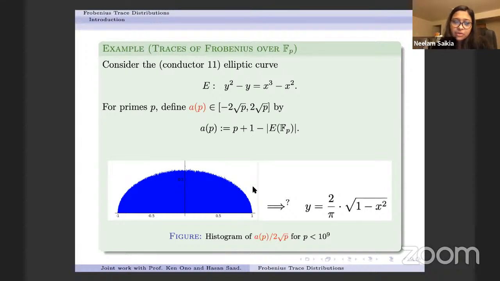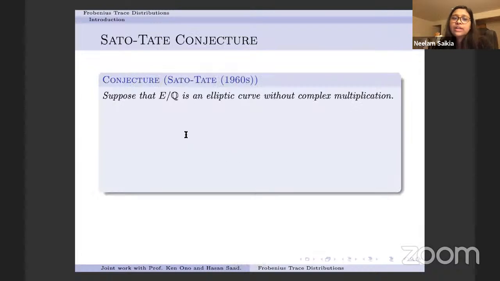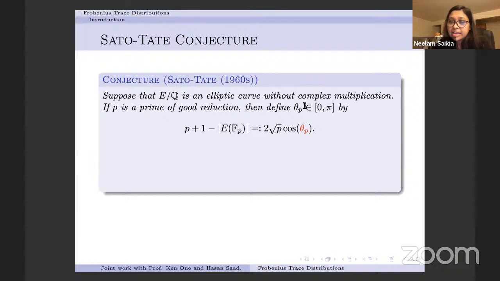This conjecture is about elliptic curves over a finite field which have no complex multiplication. I'll just go quickly through this conjecture. If E over Q is an elliptic curve without complex multiplication, then we can define these angles theta_p, lying in the interval 0 to pi, by this formula, where theta_p is connected to the trace of Frobenius that we defined earlier. Since the trace of Frobenius a_p lies in the interval minus 2 square root of p to 2 square root of p, we can always find an angle theta_p, and we define this angle like this.